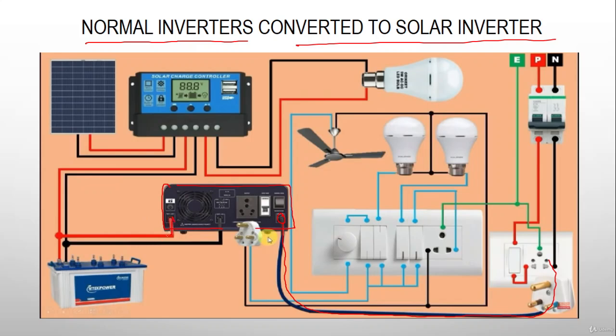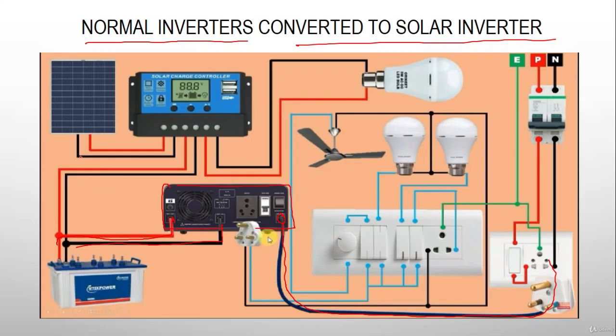So there are terminals given for the battery connections over here. We take the power from the battery: whenever electricity is available, we charge the battery, and whenever electricity is not there, we take power from the battery and give it to the home appliances over here.